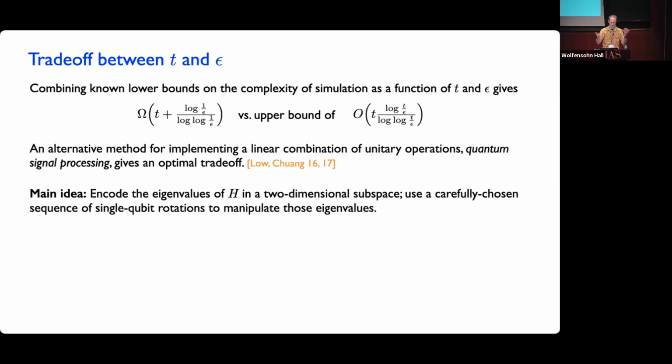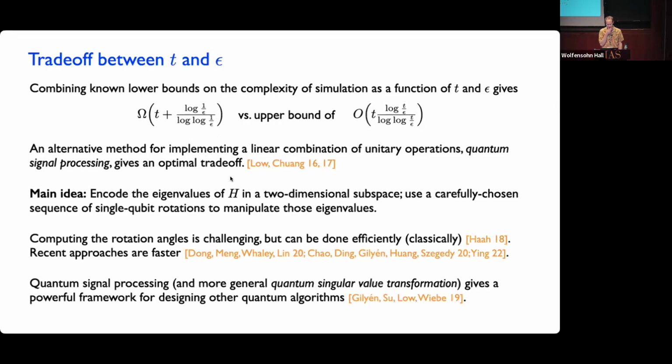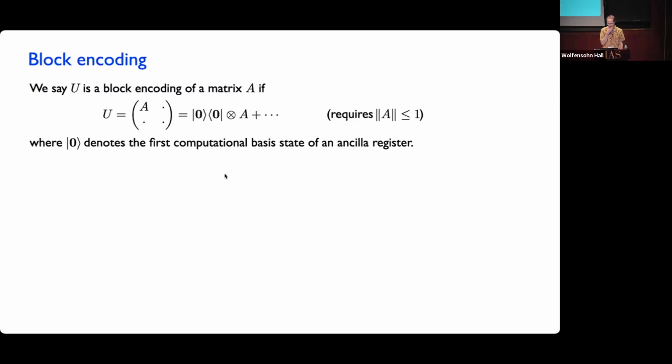So there's some carefully chosen sequence of single qubit rotations that you can do within that subspace that allows you to do this signal processing on the eigenvalue, to manipulate it into the thing that you would like. And it turns out that there's a way of doing this that works very efficiently and that allows us to achieve this complexity. So maybe in light of the time, and also the fact that I think Ewan talked about some of the ideas related to this quantum signal processing approach, maybe I won't talk about all of the details of this quantum signal processing method.